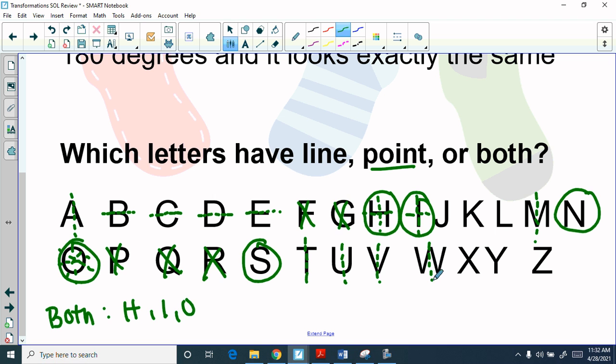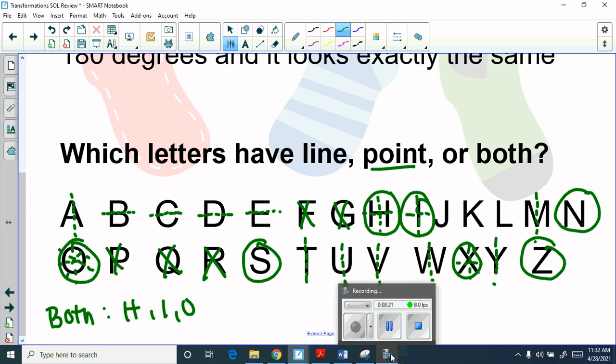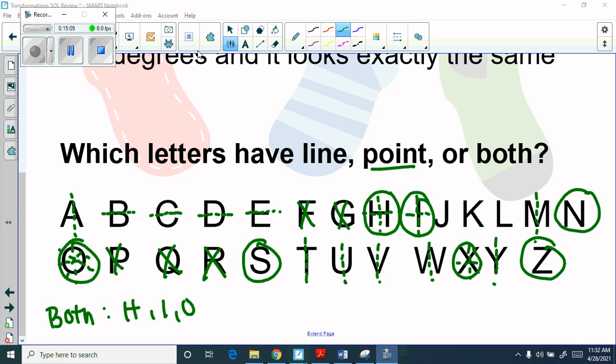W, you can cut in the middle vertically. X, you can cut vertically and horizontally and rotate. Y, you can cut down the middle. Z, you can't fold on itself, but it can rotate. So there's very few letters that you see that have both. So please keep those in mind. Those are questions they tend to ask. If you have any further questions about transformations, please just let me know.